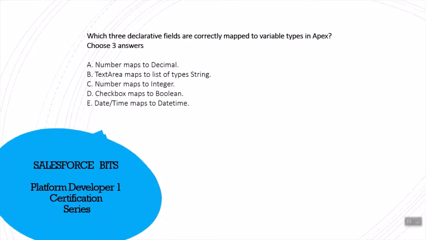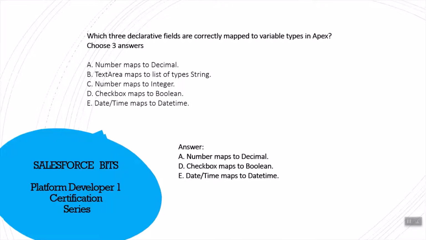So the first question in this new video is, which three declarative fields are correctly mapped to the two variable types in Apex? Choose three. So the correct answer is number maps to decimal, correct. Text area maps to list of type string, no. Number maps to integer, no. I think checkbox maps to boolean, correct. And date maps to datetime, yes. The correct answer is A, D, E.